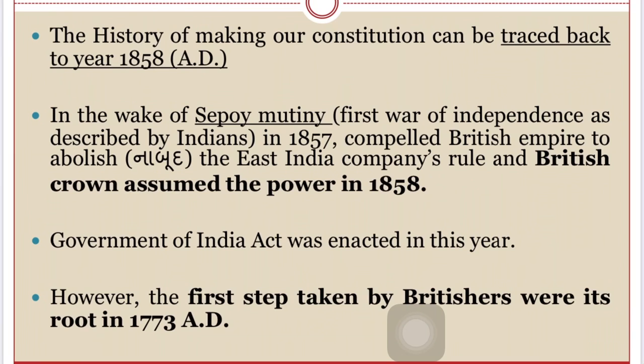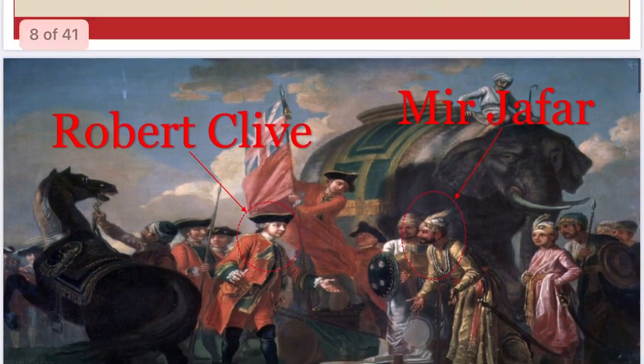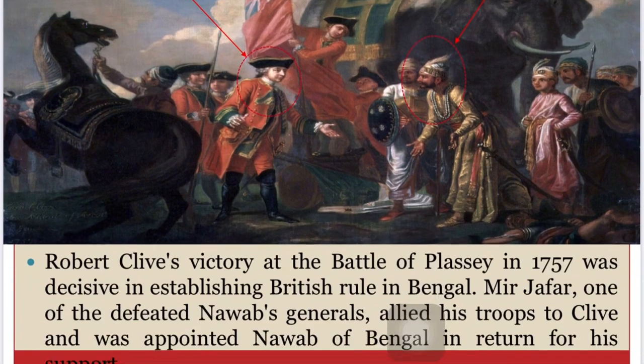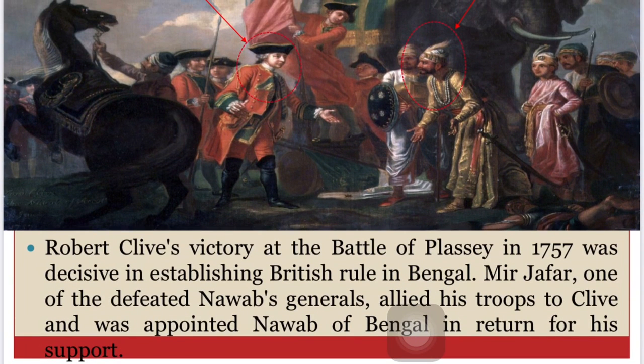The acts started from 1773, and we will discuss them. So you see Robert Clive and Mir Jafar. Mir Jafar is saying something, and Robert Clive is flying a flag, which means that he won, but with some conditions. Robert Clive's victory at the Battle of Plassey in 1757 decided the establishment of British rule in Bengal.